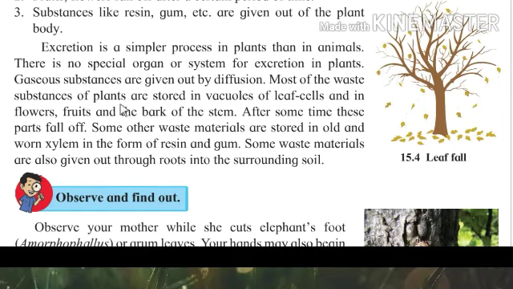Most of the waste substances of plants are stored in vacuoles of leaf cells and in flowers, fruits, bark of the stem, etc. After some time these parts fall off, and along with the falling parts the excretory material is also given out of the body, and ultimately these parts come into the soil, and from that material again the next food material is made available for the plant.